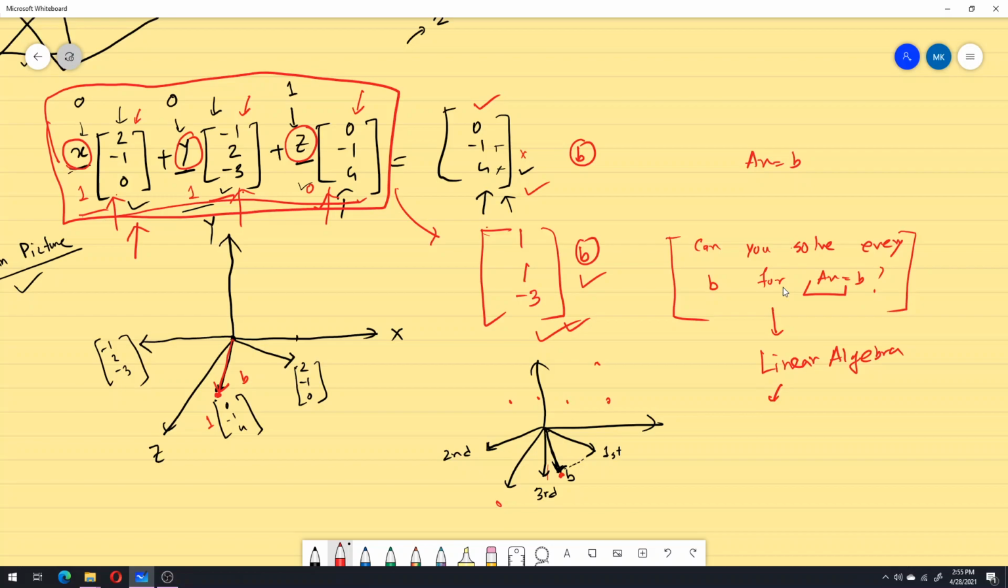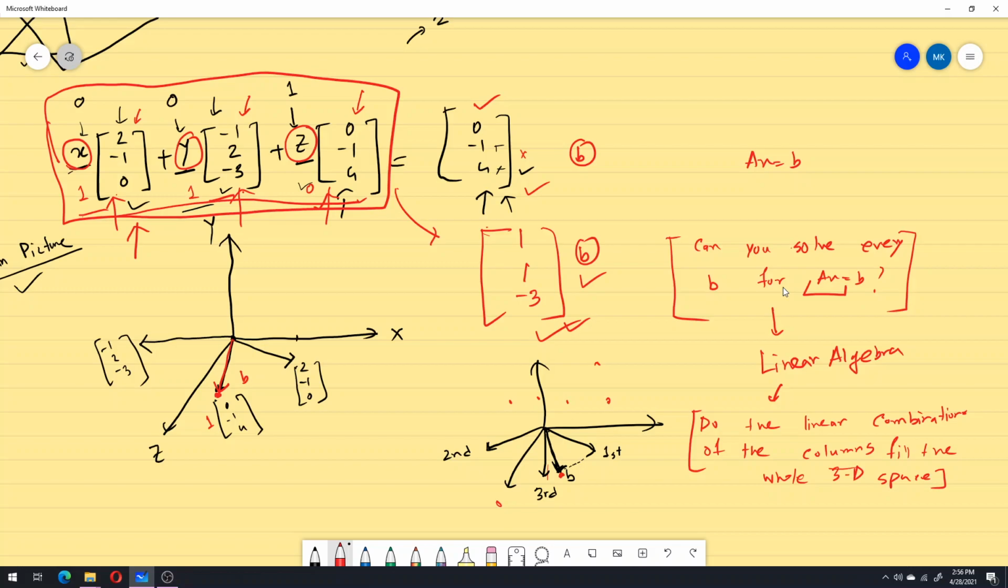So the question should be, do the linear combinations of the columns fill the whole 3D space?